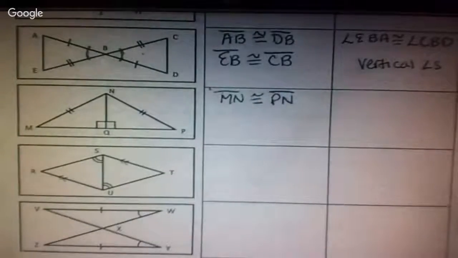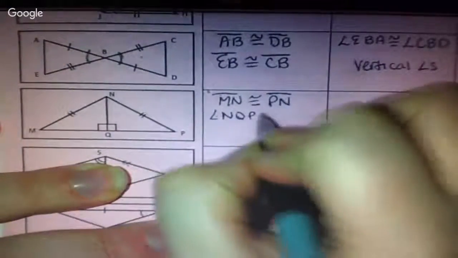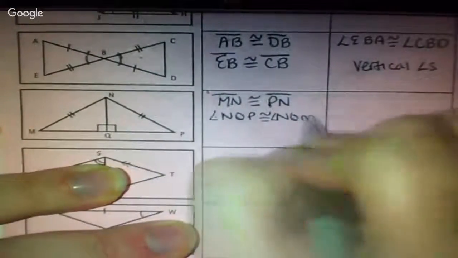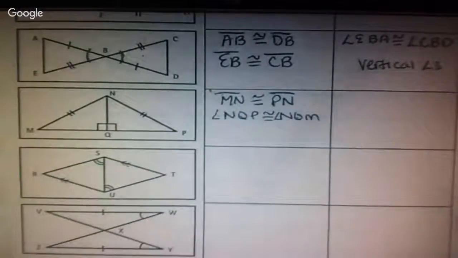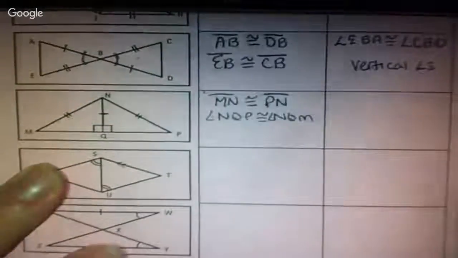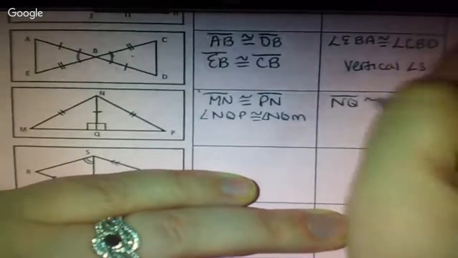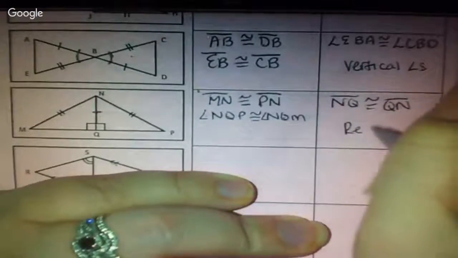You got your right angles, okay? You got your right angles. So we can say that angle NQP is congruent to angle NQM. What third piece is there that they don't tell us? That side that they share in common. They share this side in common right here. So we can say that NQ is congruent to QN because they are reflexive.